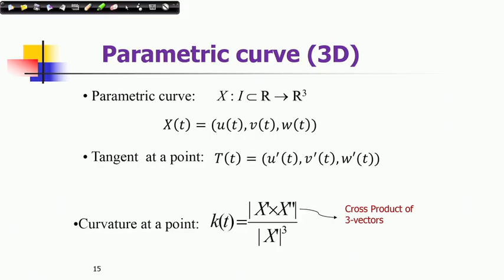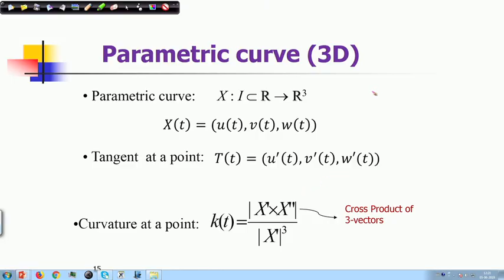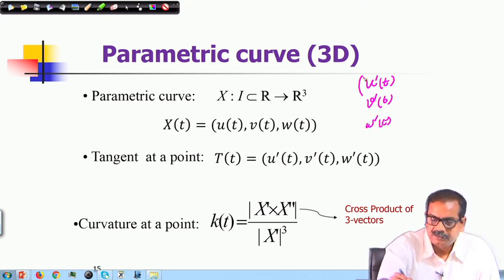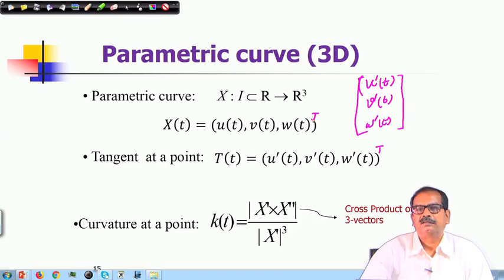So, this is the cross product of 3 vectors. You take the double derivatives, which means in this case you are taking u prime t, v prime t and w prime t. So, that is a vector notation. I am using column vector notation. In this lecture slide, everything is shown as row vector, but throughout I have used column vector notation.